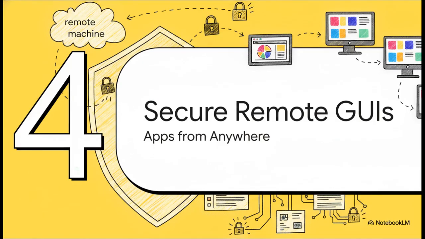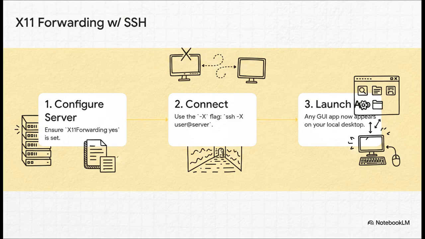Okay, let's put all this theory into practice. How do we actually use this to run graphical apps from a remote machine, but do it the modern, secure way? With SSH, this is actually incredibly simple. On the server, you just have to make sure X11 forwarding is enabled in its configuration. Then, from your computer, you just connect like you normally would, but you add a -X flag to the command. That's it. SSH automatically handles everything else. It sets up the secure tunnel, it configures the DISPLAY variable on the other end, and boom, any GUI app you launch in that terminal just shows up on your local desktop.